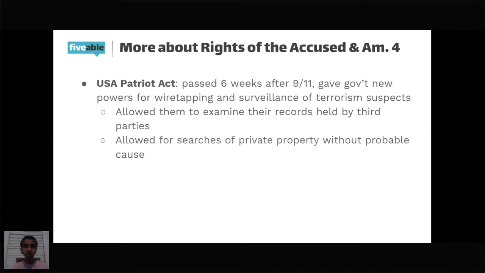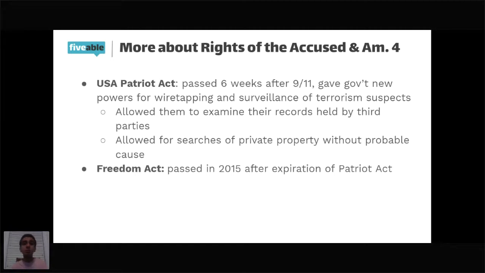And it allowed for searches of your private property without probable cause. So remember we talked about the private property being like your phone calls and stuff. That could be searched, but this also increased the level of what they could do in terms of an unreasonable search and seizure. It was really controversial during that time.